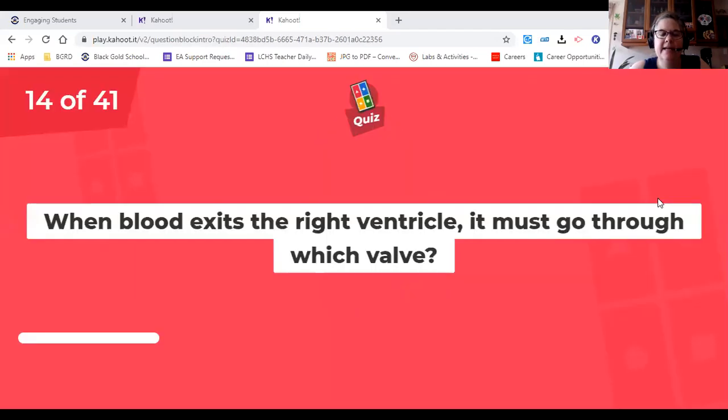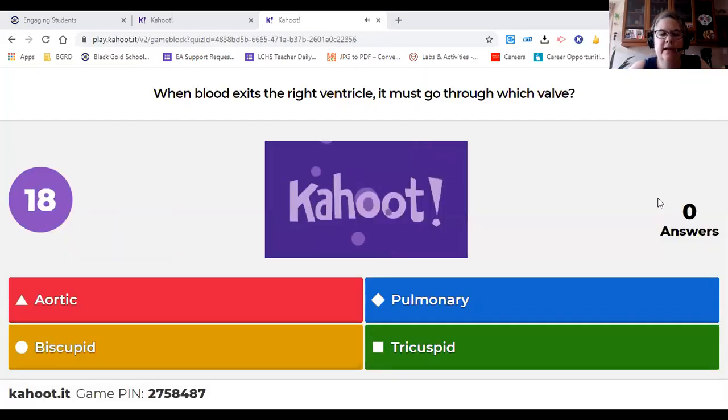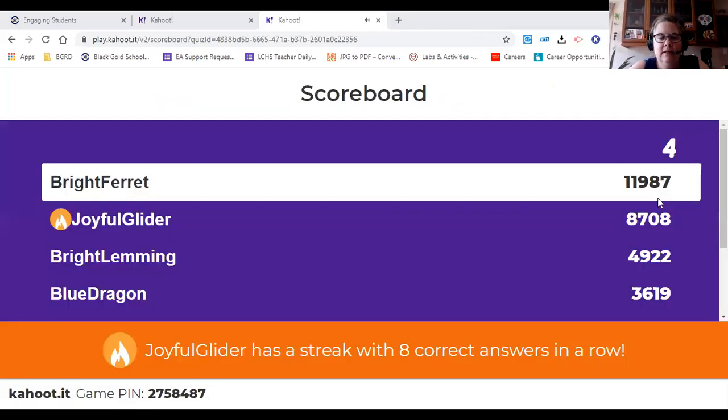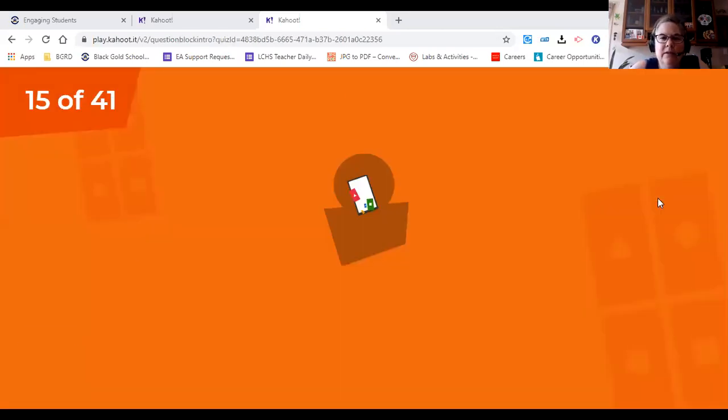Next we have, when blood exits the right ventricle, it must go through which valve? So after the right ventricle, what valve does it go through? The pulmonary valve. Ooh, Joyful Gliders catching up to Bright Ferret, only 2,000 point spread.